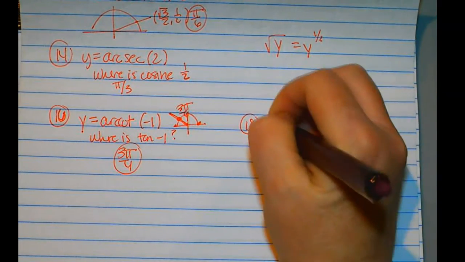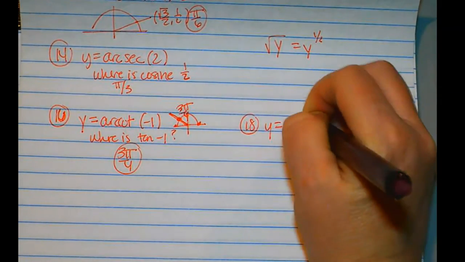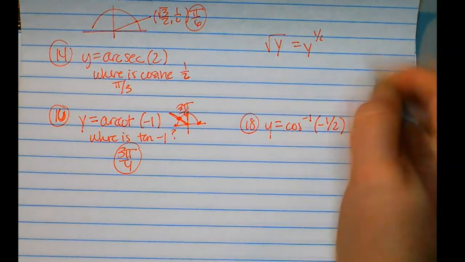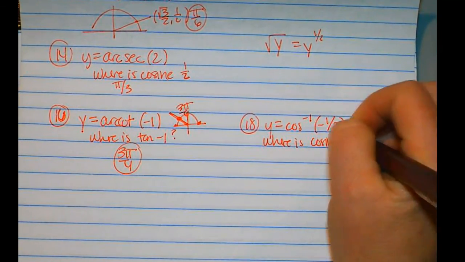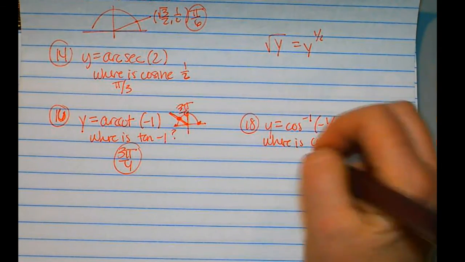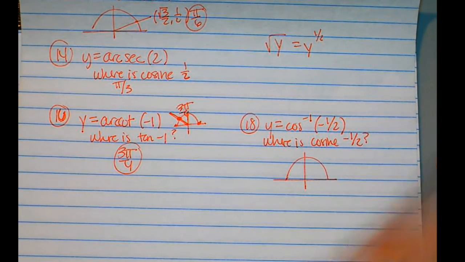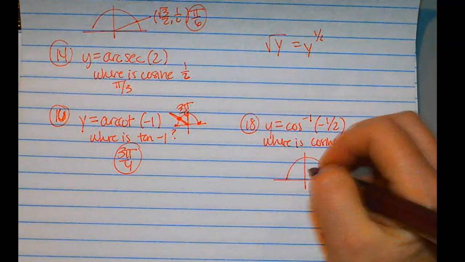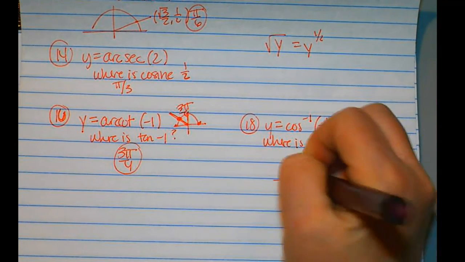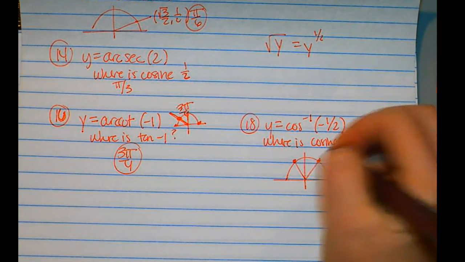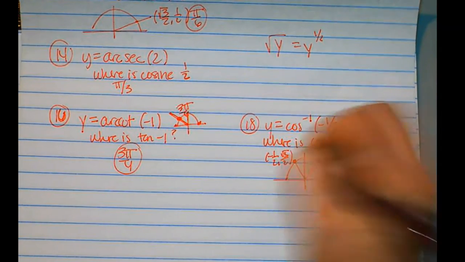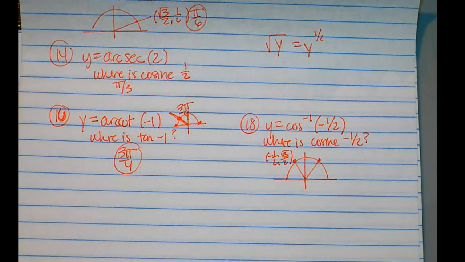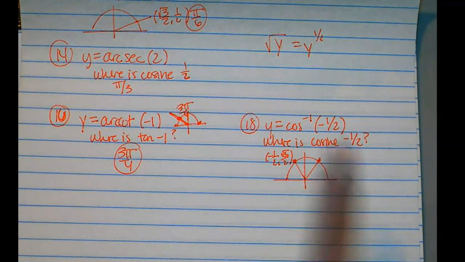Okay, y equals cosine inverse of -1/2. So where is cosine -1/2, in this half of a circle? It's +1/2 right here. It's -1/2 right here. These are the values, -1/2, square root of 3/2. Where is that? What is this place? 2 pi/3.